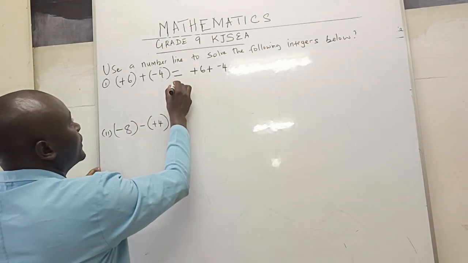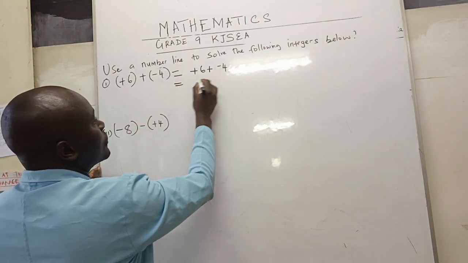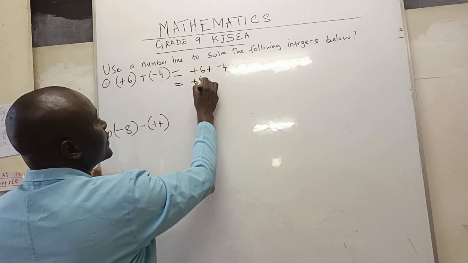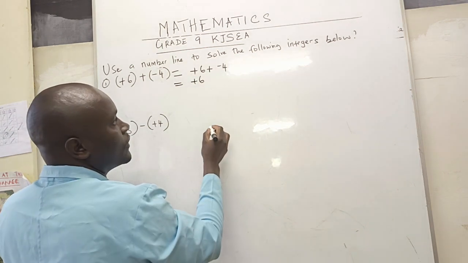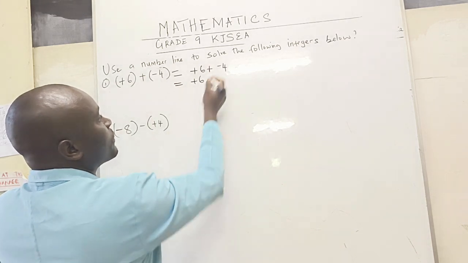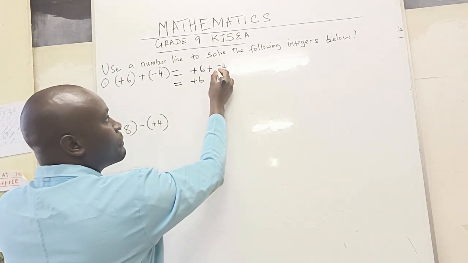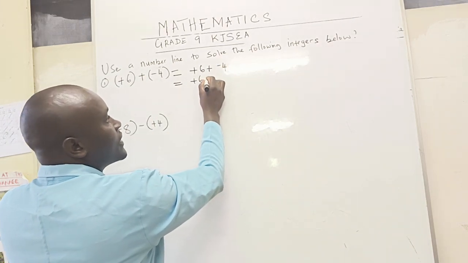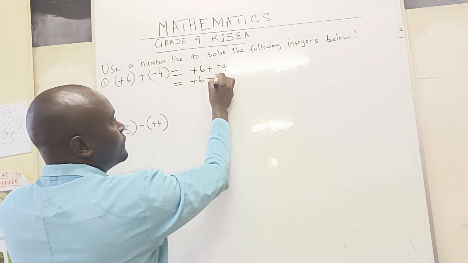Then the second thing here, I will work out. This is positive 6, then plus and negative. When the two signs are following each other, a positive and a negative, you multiply the two. So a positive times a negative gives us a negative. So the answer will be negative 4.